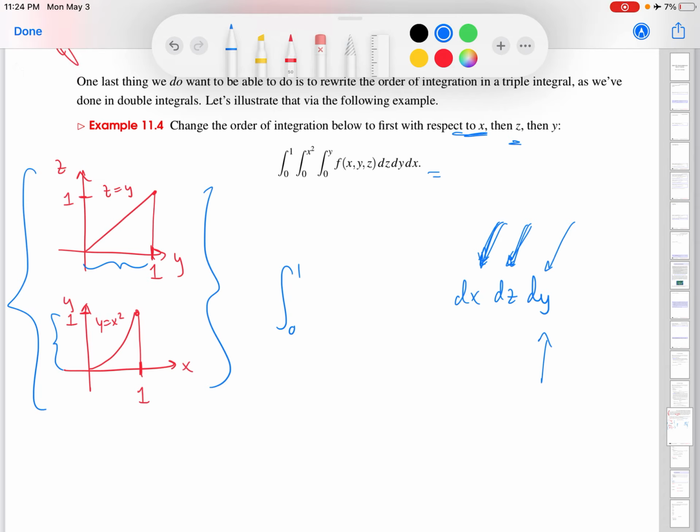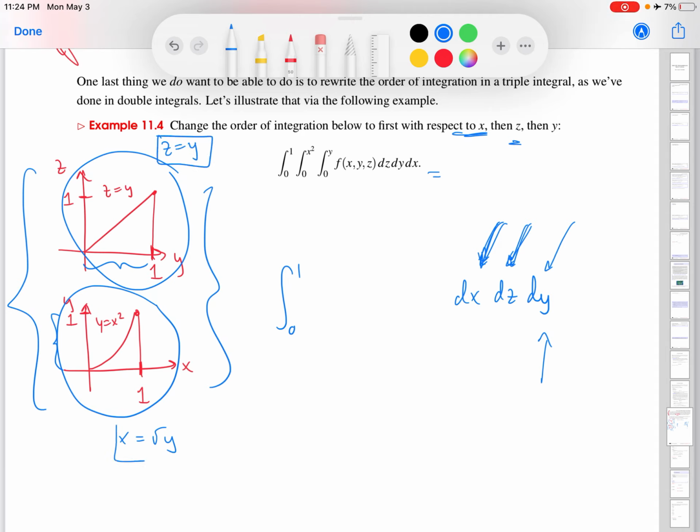Well, so here is a relation between x and y. So that is x equals square root of y. Great. And then here is a relation between z and y. So that is z equals y. So these are the two things that tie for me x and z to y. So now we go back to our f of xy as our first integral.